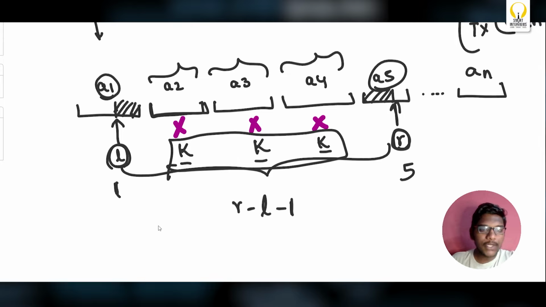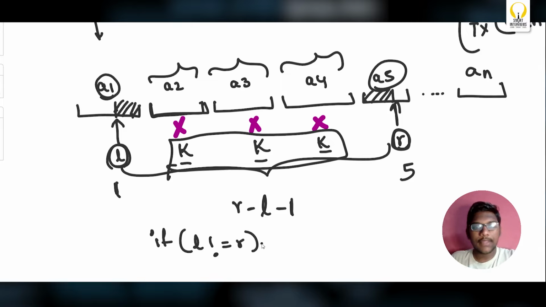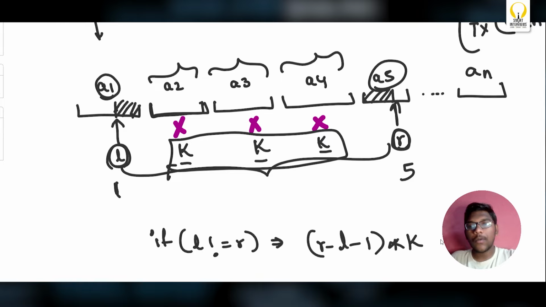If they are not pointing to the same, if left is not pointing to the same, then what can I say? Right minus left minus 1 into k will be the answer for this part. Am I clear so far?